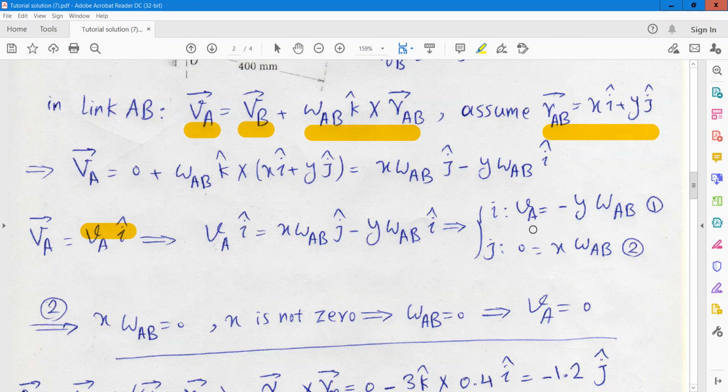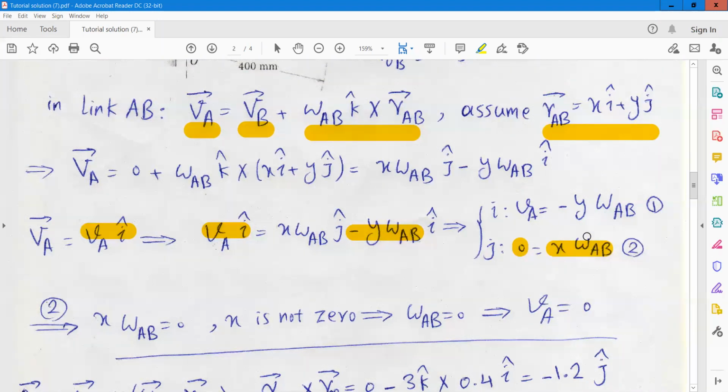The coefficient of i: VA is equal to minus y omega AB on the right hand side of the equation. In the left hand side the coefficient of j is 0, and in the right hand side we have x times omega AB. So this is the second equation.